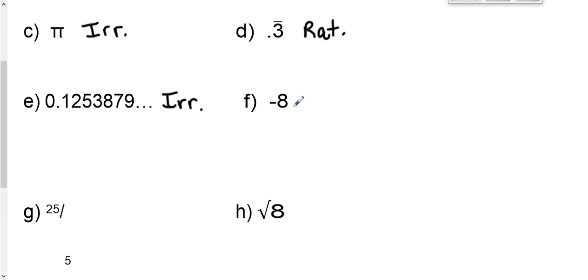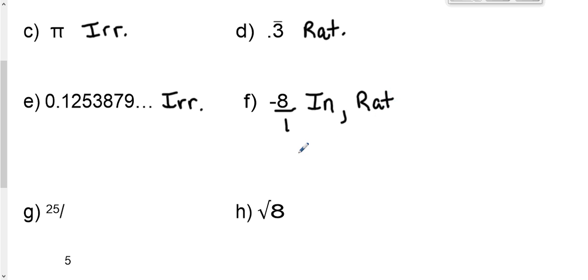Okay, -8. Would it be natural? No, natural are just positive numbers. What about whole? No, whole are the natural numbers plus 0. What about integers? Yes, integers are positive or negative whole numbers. And then it would also be a rational number because we could rewrite it as a fraction just by putting it over 1. So that would be a rational number.